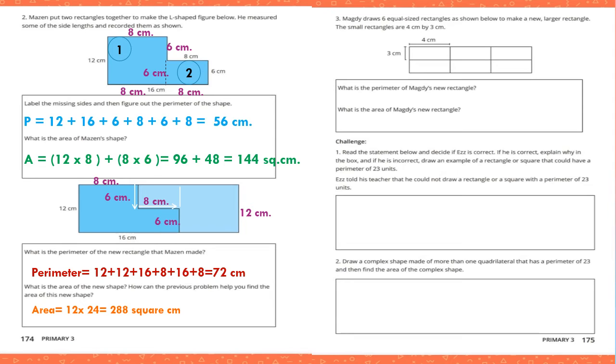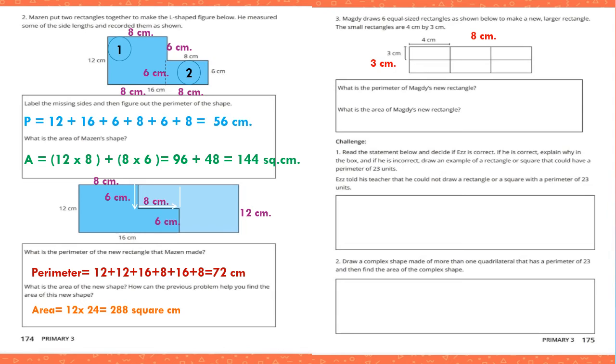Number 3. Magdi drew 6 equal sized rectangles as shown below to make a new, larger rectangle. The small rectangles are 4 centimeters by 3 centimeters. So the total width will be 3 plus 3. And the total length will be 4 plus 8.